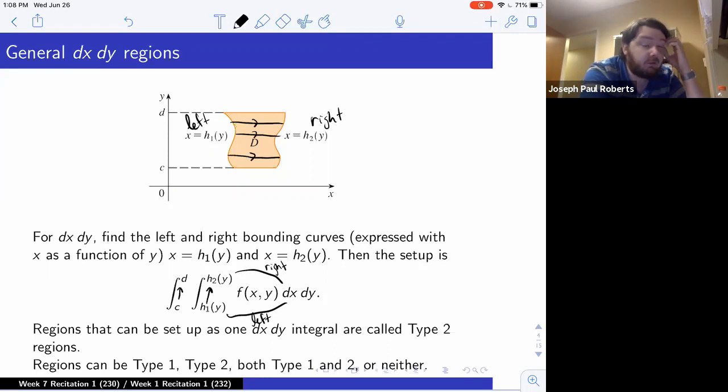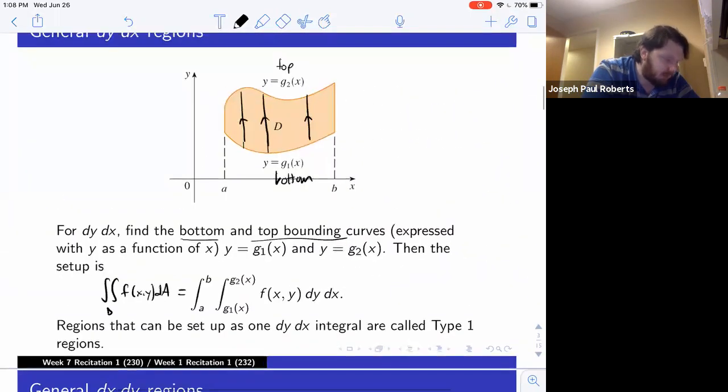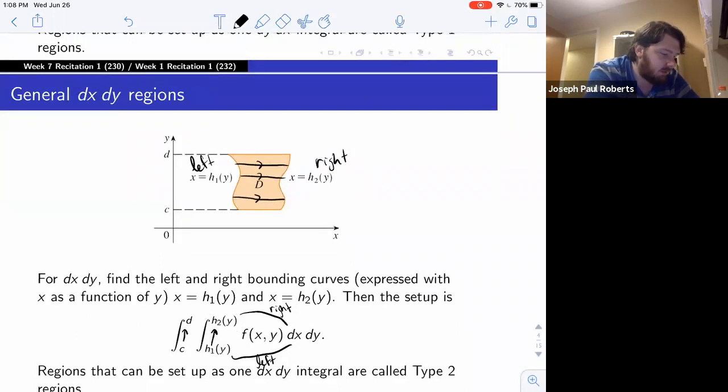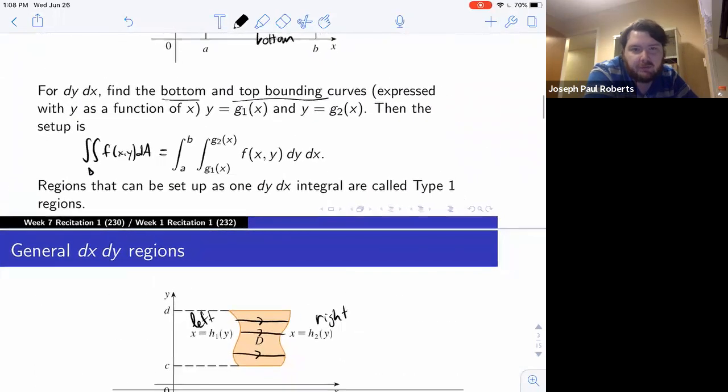And so regions that you could do with one dx dy integral, we're going to call that type 2. And then it's kind of like blood type, where regions could be both or neither. They're not mutually exclusive. So a region could be type 1, type 2, both type 1 and type 2, or neither type 1 nor type 2. And again, it just refers to if you have to split it up or not. So a couple of the examples I'll show you in a second, that'll make sense for that. So when you're not dealing with a rectangle, you gotta have variables in the bounds. And this is how you figure out which variables go where.